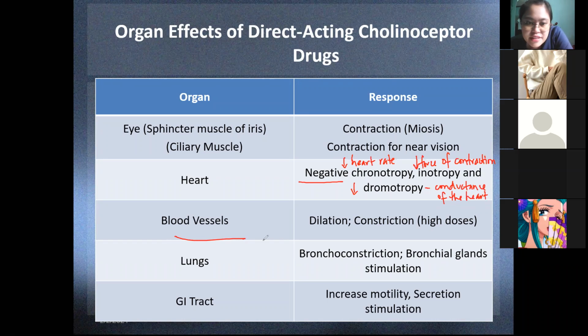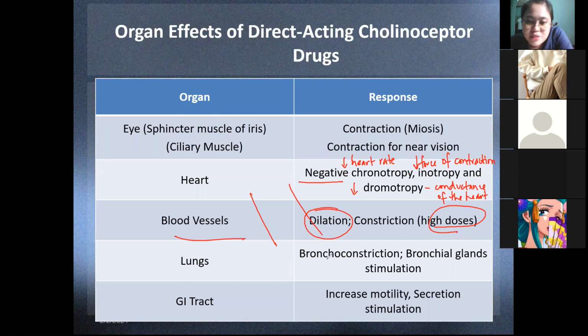Now, sa blood vessels, supposedly it's dilation. Mudako imuhang blood vessels, but in high doses, acetylcholine can cause constriction of the blood vessels. Okay? So duha ang iyang effect pero dose dependent.